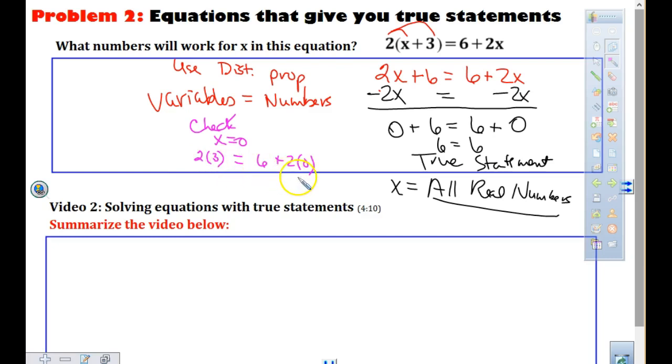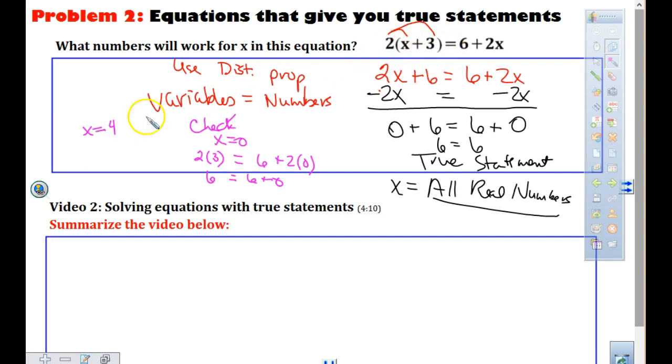Is 6 equal to 6 plus 0? Yeah. What if I put in, give me another number, Dylan. 4. If we try x is 4, in this parenthesis, we would end up with how much?